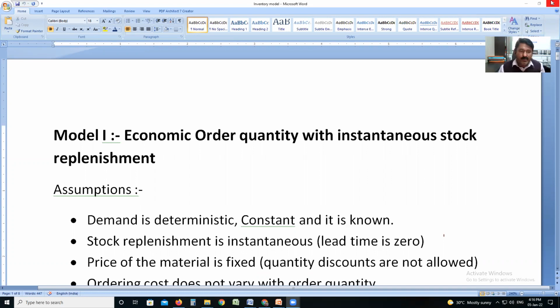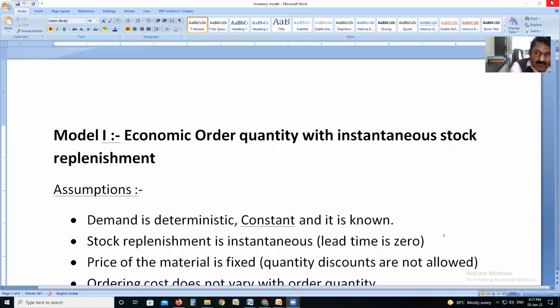Economic order quantity with instantaneous stock replenishment. There are certain assumptions, friends, so we will discuss these. We will go for deriving the formula, and then we will proceed further. These are very important as far as your MCQs are concerned. The formulas and the different terms in them can be asked in objective type questions also, and we will take numericals also.